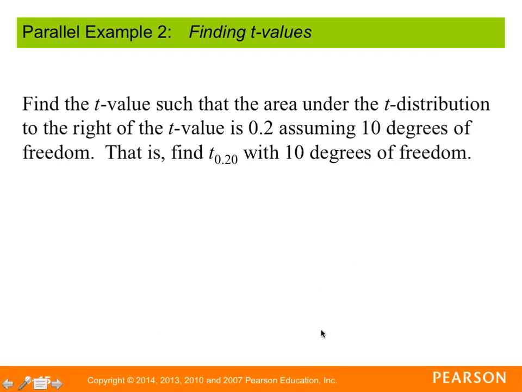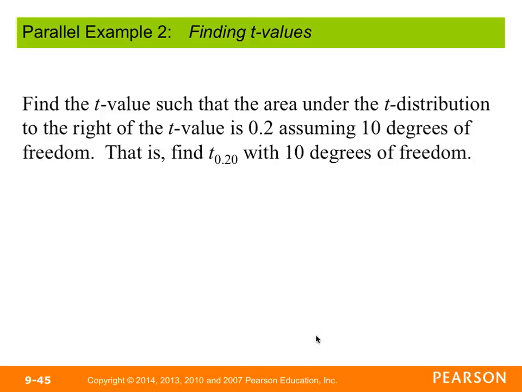So you have T tables in the back of your book. If you have a graphing calculator, you can also use that to help you find your T values. And there are also a lot of online calculators. So you just have to figure out what works best for you. I typically just use the tables.